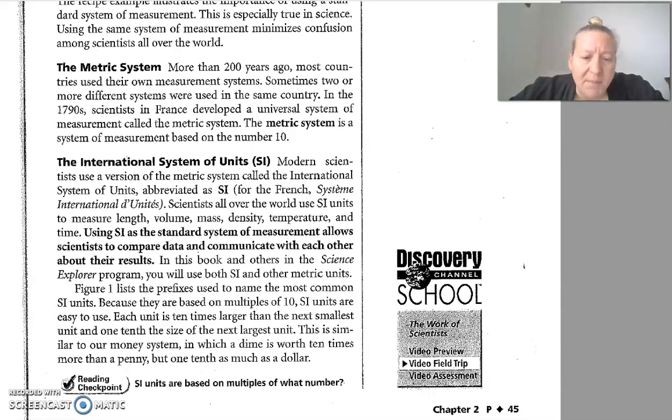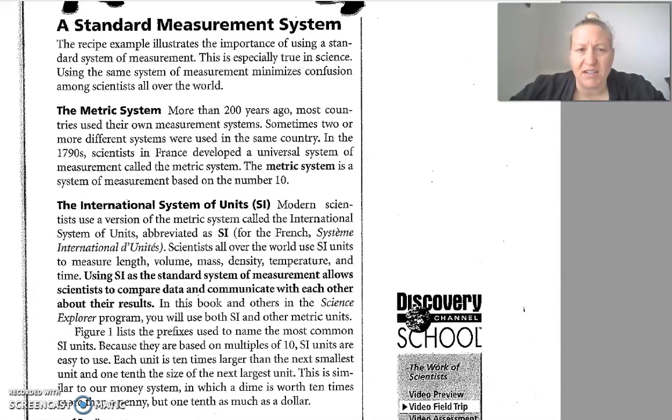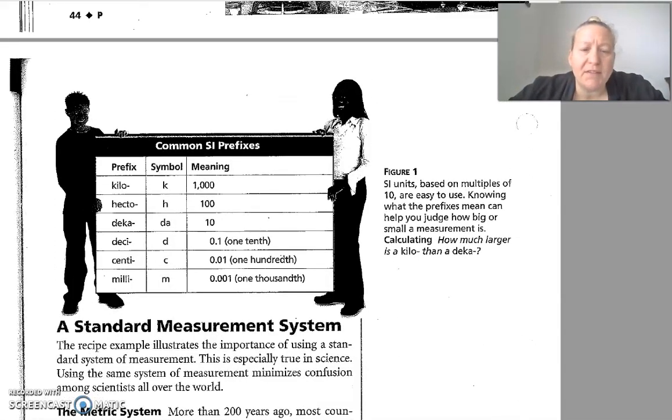Okay, SI units are based on multiples of what number? 10. We just talked about that. We can go back here to figure 1, and this shows you the common SI prefixes, and you can also use this when you're converting the different types of SI units.